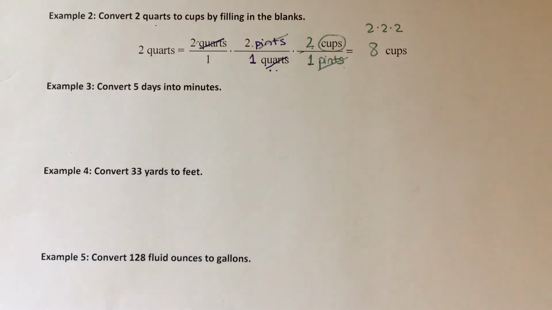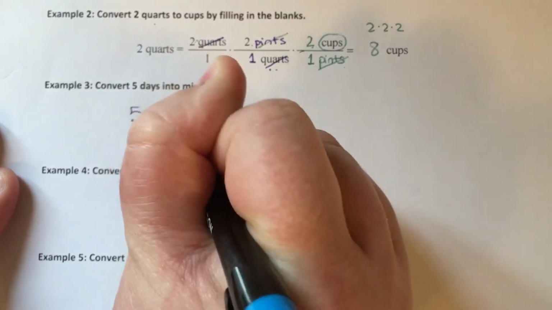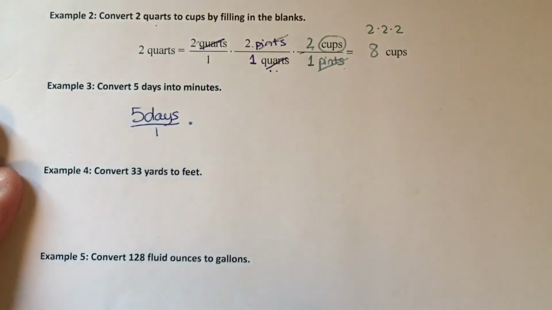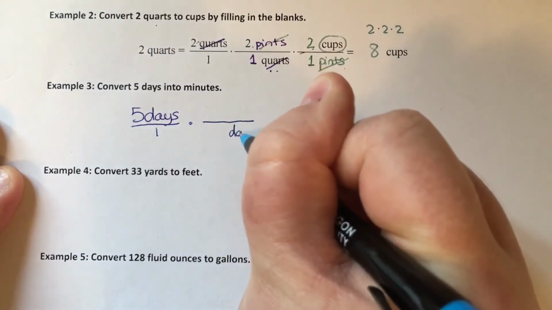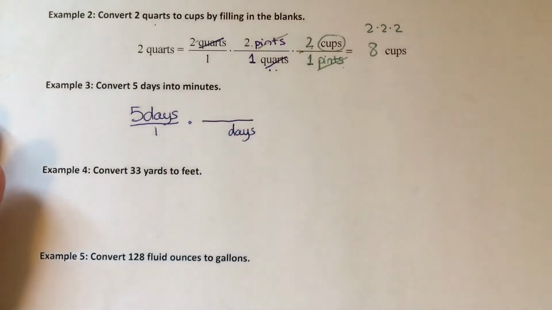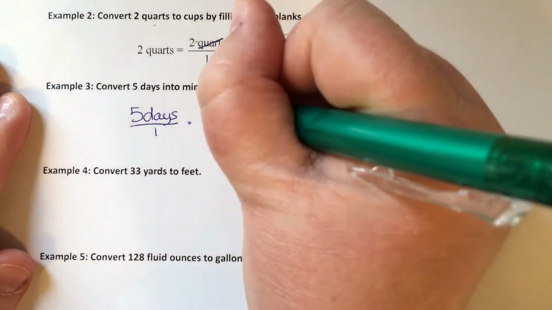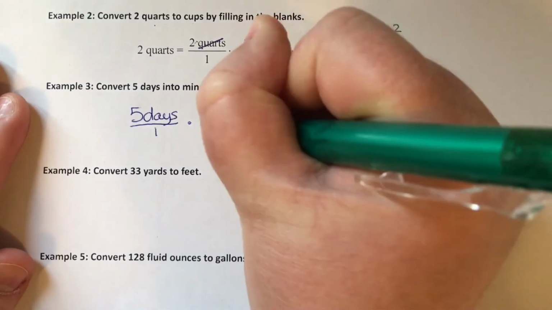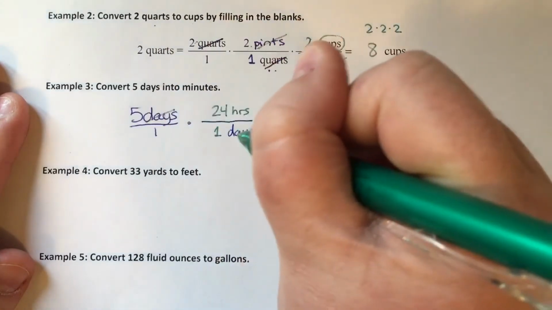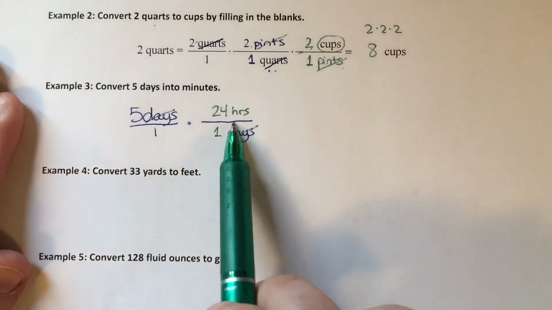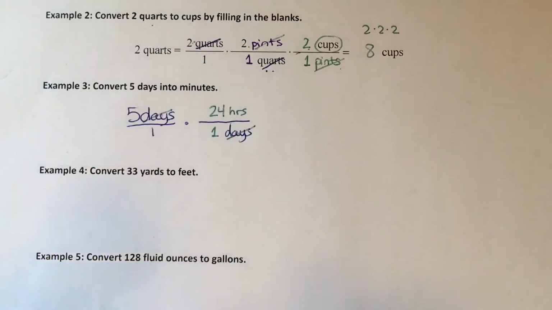Convert 5 days into minutes. So I'm going to start by just putting 5 days over 1 so that it looks like a fraction, because we're using fraction multiplication for these. And I want days to cancel. So what do I know about days? One thing I know is that there are 24 hours in 1 day. So that is enough to get those days to cancel. But hours is what I have now, and they wanted minutes. So we're not done yet.